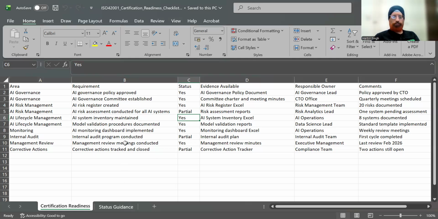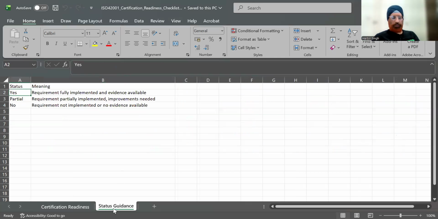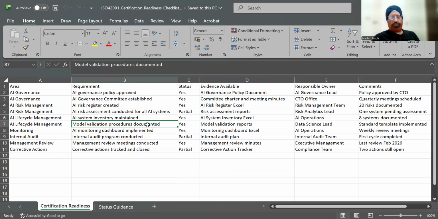So it's a very important report, but a lot of effort goes in while you are creating this report. There's a lot of discussion, and a lot of evidence has to be collected while you prepare it. And then, of course, there are status guidelines. Yes means this, partial means this, no means this, and so on, right? So I hope you got a fair idea of this checklist, and it is a very useful checklist.